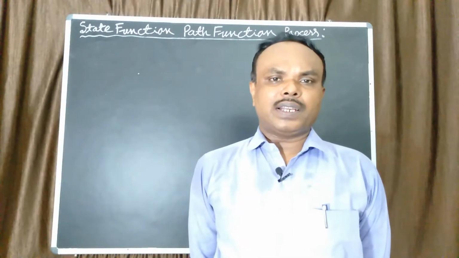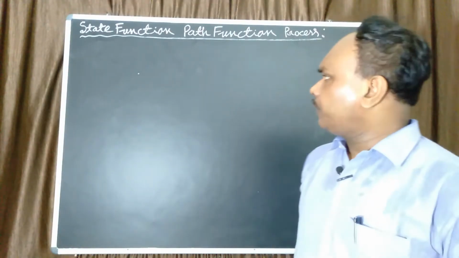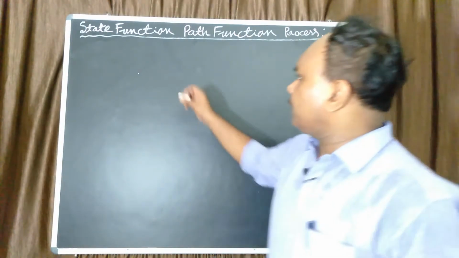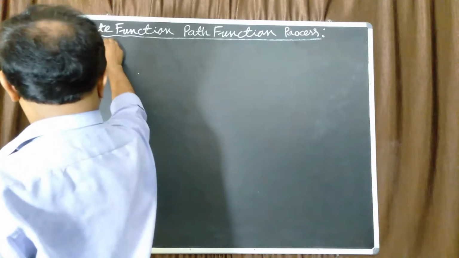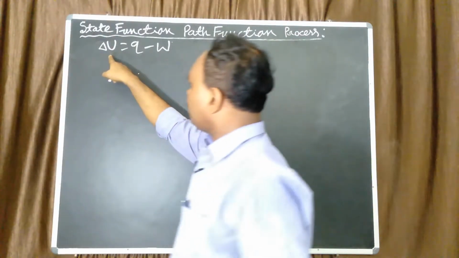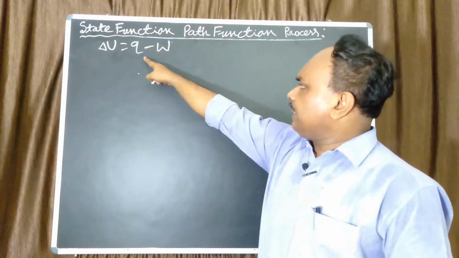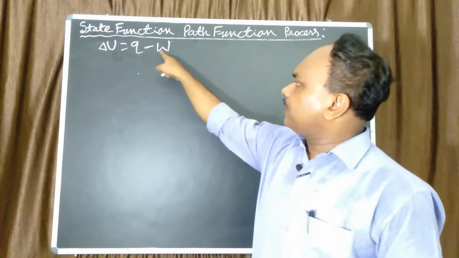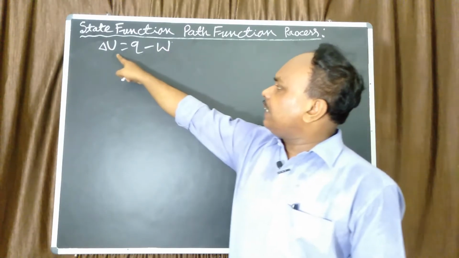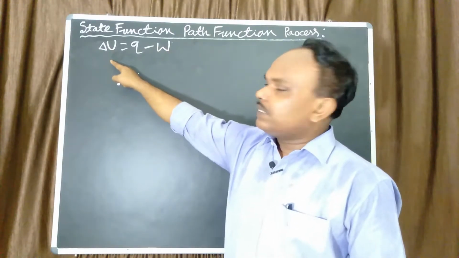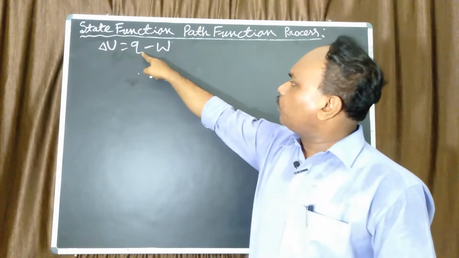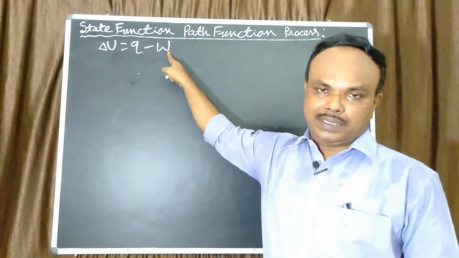Hello friends, welcome to the class about the topic of state function, path function, process. Now consider thermodynamics first law, del U equals Q minus W. The change in internal energy is the sum of heat absorbed by the system and work done by the system. Change in internal energy is a state function or state property, whereas both Q and W are path functions.